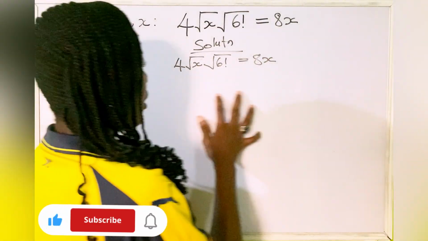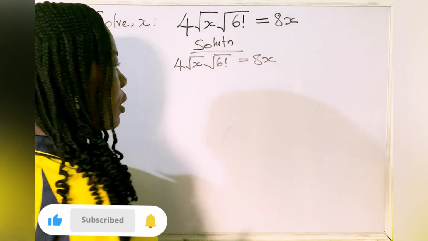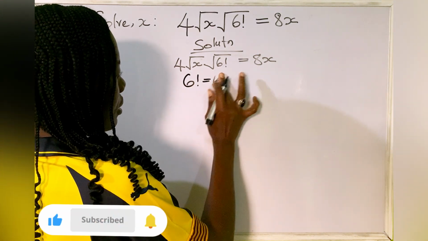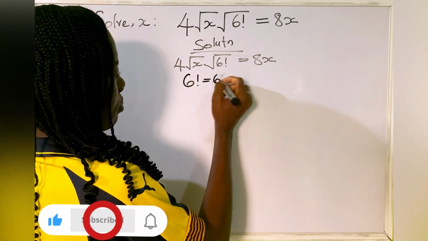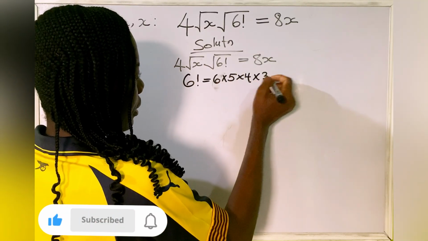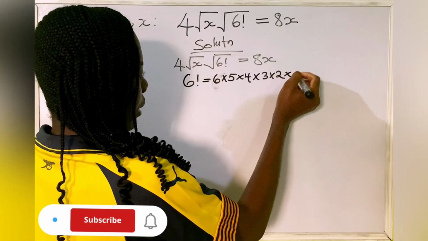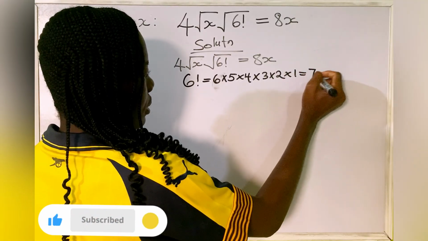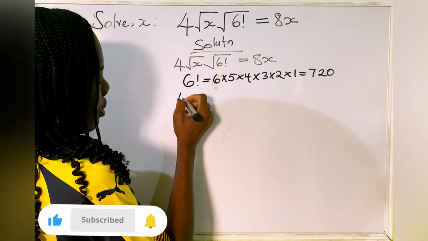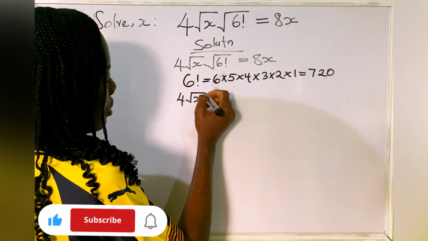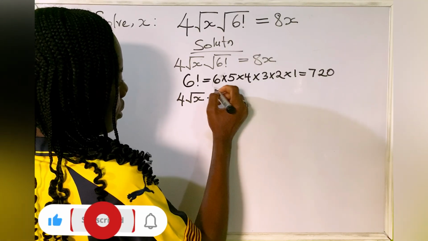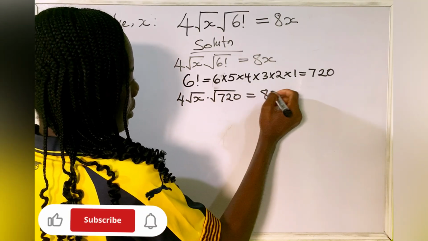First thing to do here is to simplify the factorial. So 6 factorial is equal to 6 multiplied by 5, multiplied by 4, multiplied by 3, multiplied by 2, multiplied by 1, and that is equal to 720. Okay, so we say 4 root x multiplied by root 720 is equal to 8x.